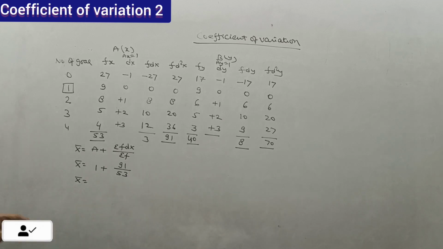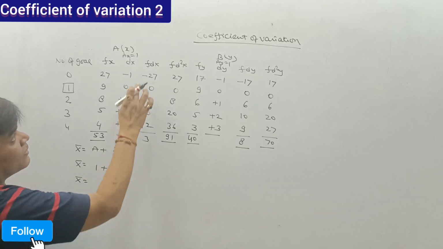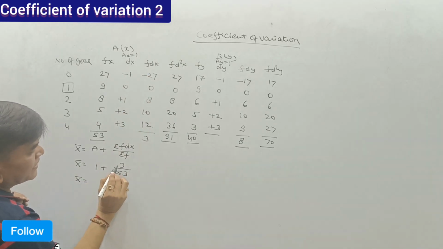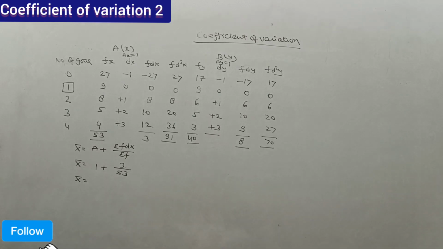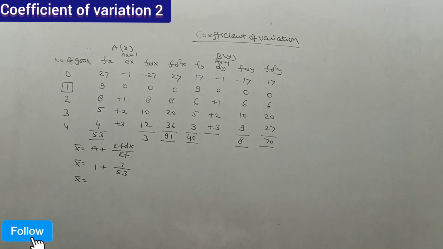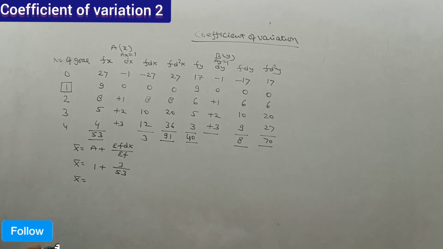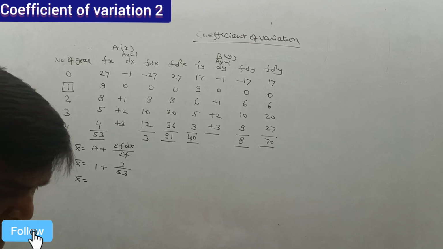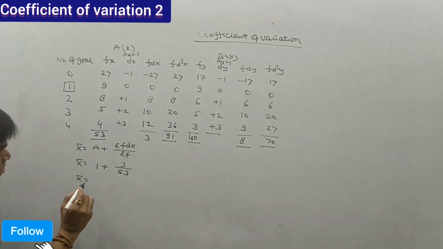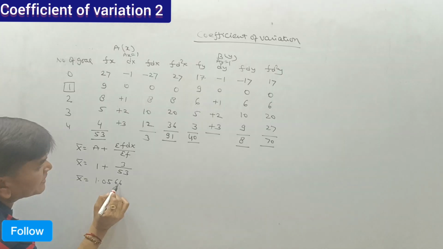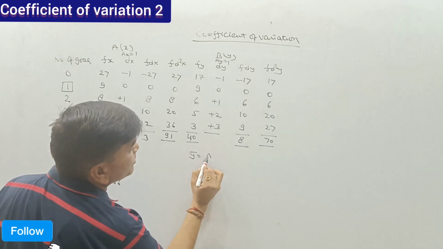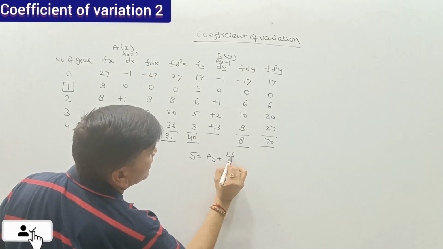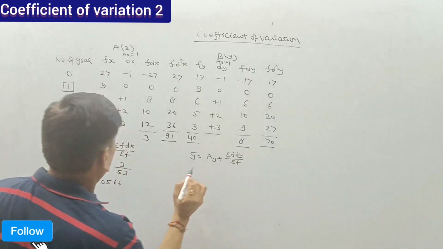We are using sigma f dx, that is 3, not 91. So 3 divided by 53 plus 1, that is 1.0566. Similarly, the value of y bar will be assume mean of y plus sigma f dy divided by sigma f.